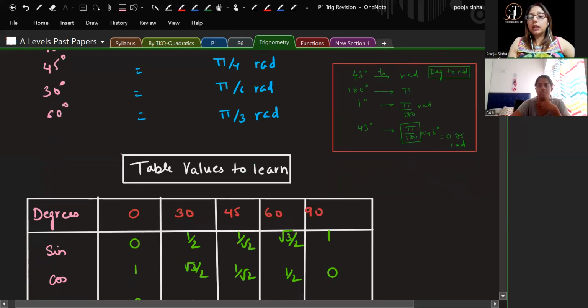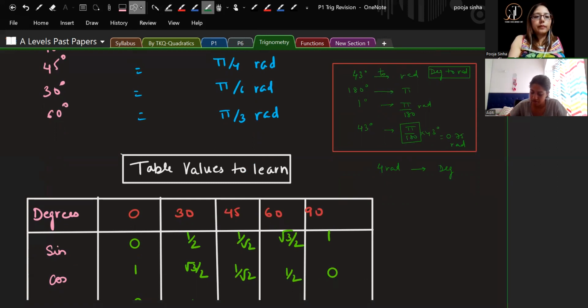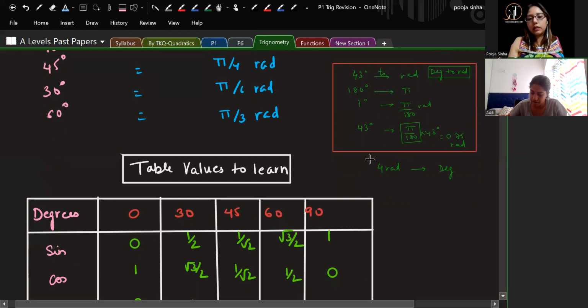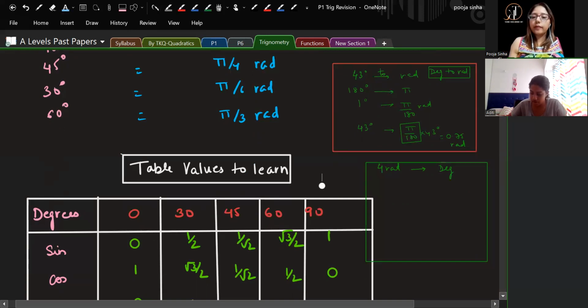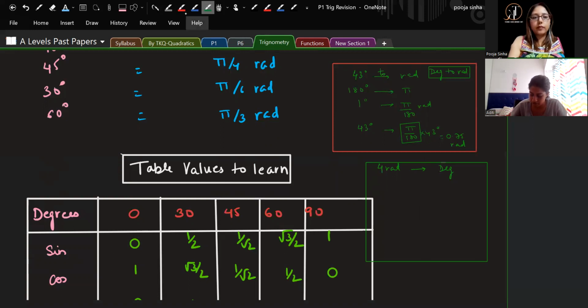Now our next point, let's do radians to degrees, okay? So suppose let's say 4 radians, I want to convert that to degrees. 4 radians into degrees, right? So we know that 1 radian is equal to 180 degrees upon pi.